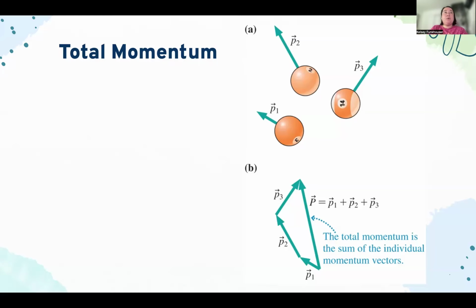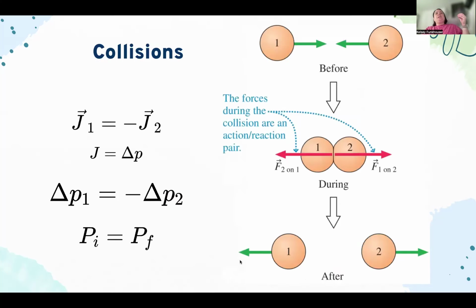So one idea is the total momentum. So here we have three different billiard balls or pool balls. And each of them has their own momentum because they're rolling in different directions. But if we take them as a system, we can sum up their momentum and get the total momentum for the system. And again, this is vectors. We've dealt with vectors. So to get the total momentum, you just do vector addition with all of the different momentums.